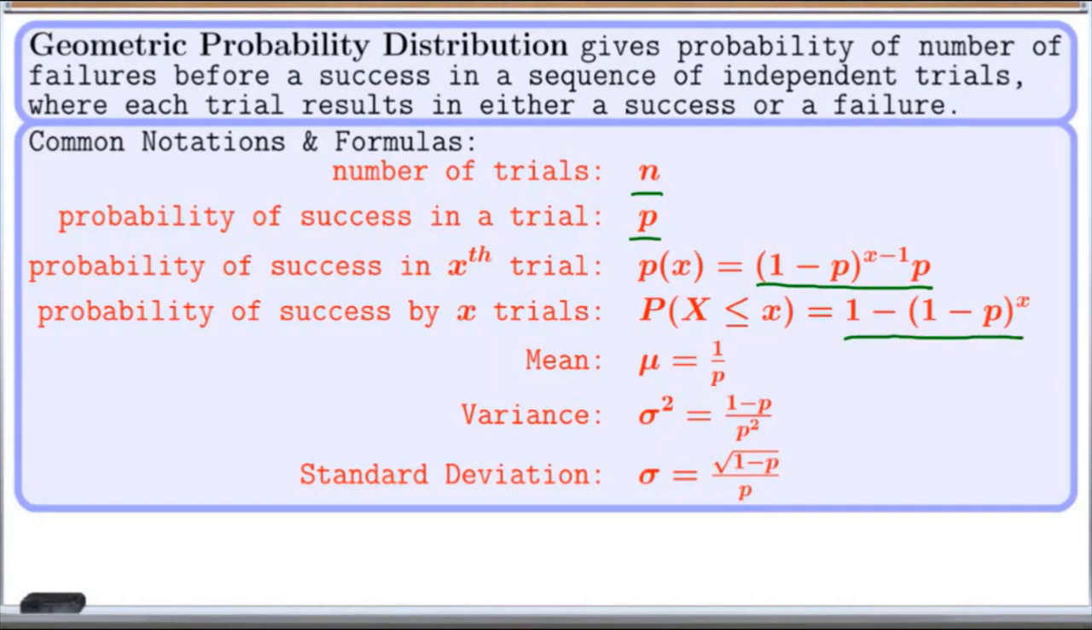Mean is 1 over p. Variance is (1 minus p) over p squared. And standard deviation is this, square root of (1 minus p) over p.